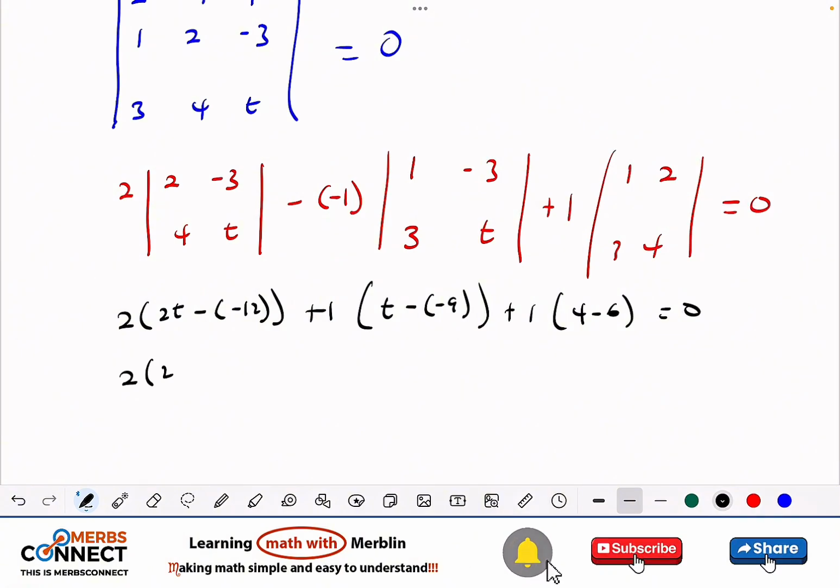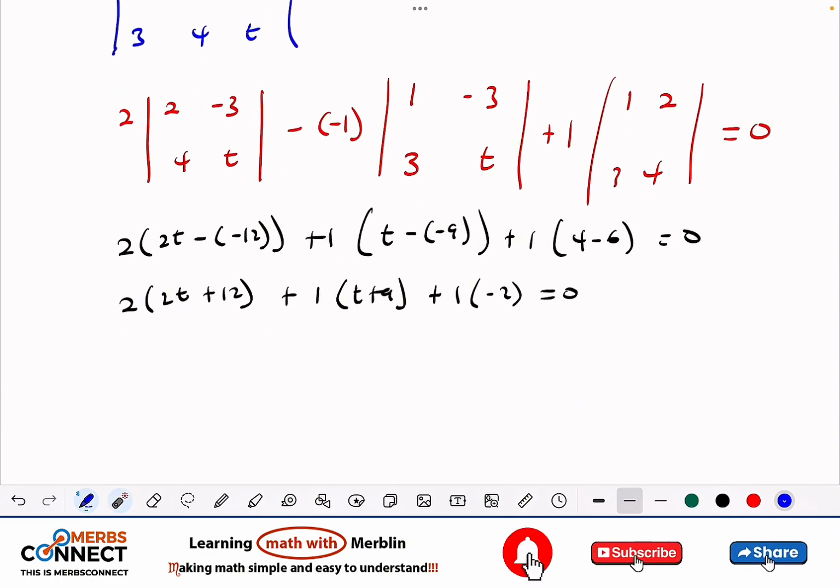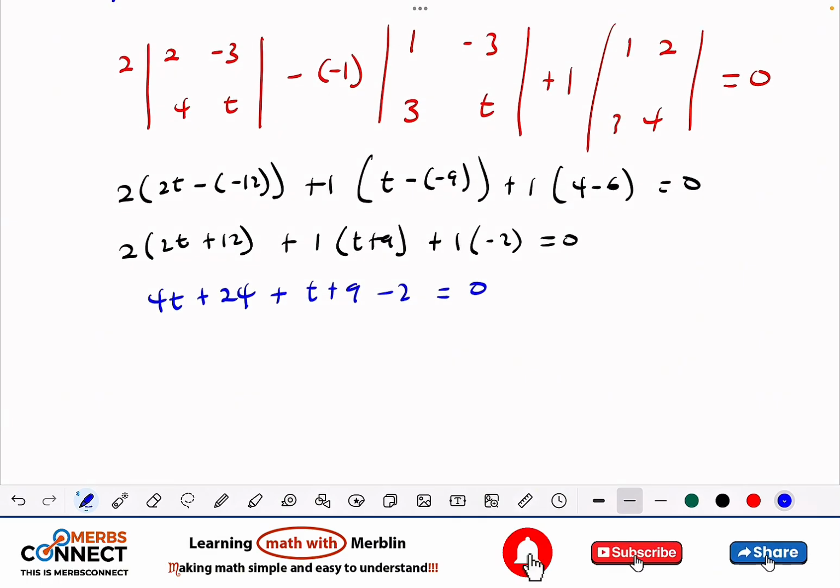So this is going to be 2t plus 12 plus t plus 9, then plus, okay, this is going to be minus or plus 1, and this is going to be minus 2 is equal to 0. So what do we get? When I multiply the 2 out, I'm going to have 4t plus 24 plus t plus 9 minus 2 is equal to 0. So I have 4t, and then I have 1t here. When I combine it, I'm going to have 5t, right? Then I have 24 here, I have 9 here, I have 2 here. When I do that, I'm going to have, I think, plus 31, right? Because this plus this will be 33, minus this will be 31, and this is going to be 0.